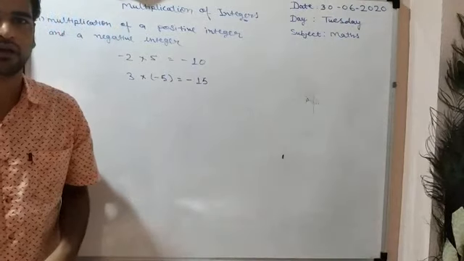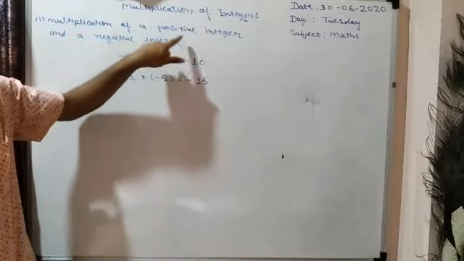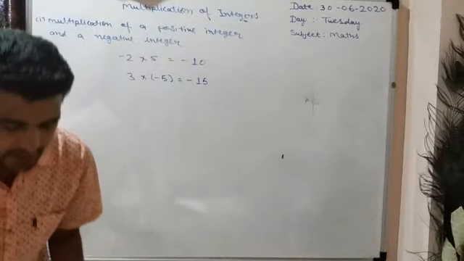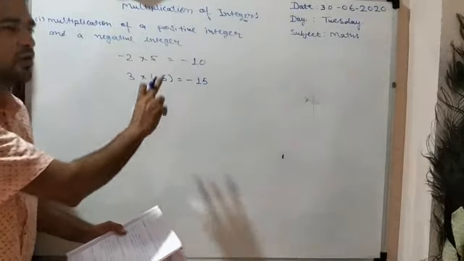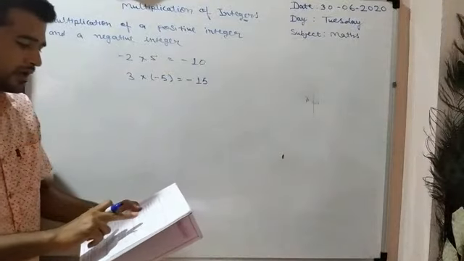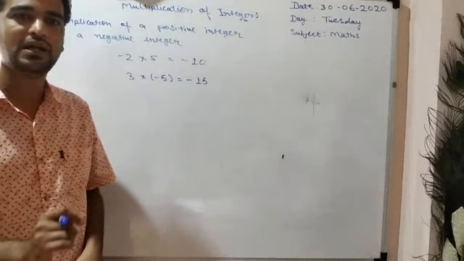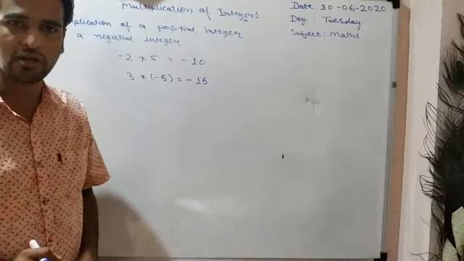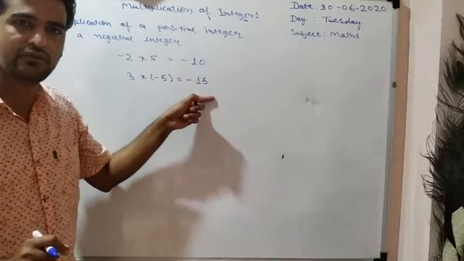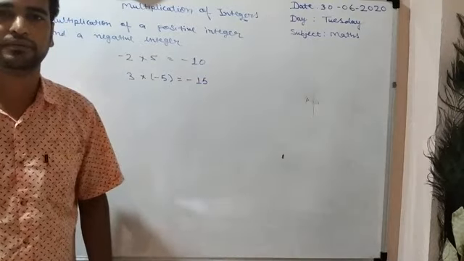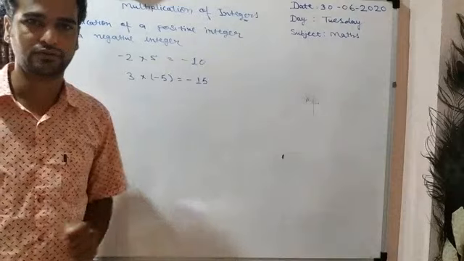Minus 15. It means we can say whenever we have a multiplication of a positive integer and a negative integer, then we multiply them as whole numbers and put a minus sign before the product. It means we first ignore the sign and multiply the numbers as we multiply whole numbers, and before the result we get, we put a negative sign. This is the concept. I hope all of you understood.